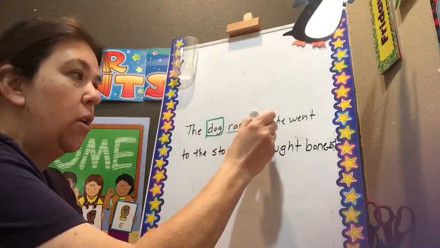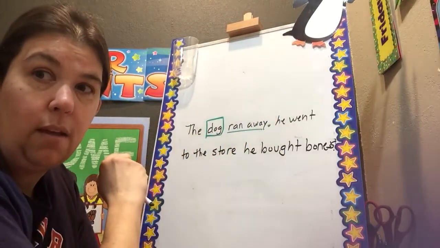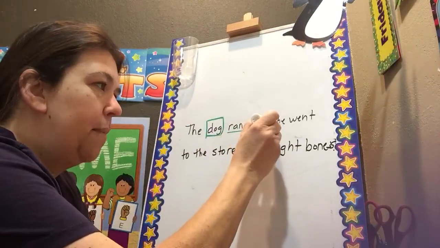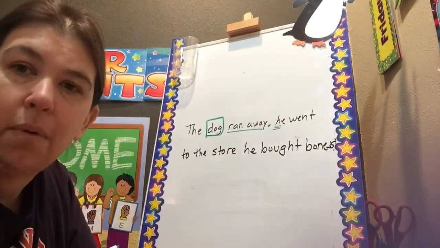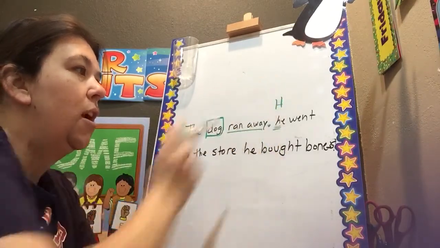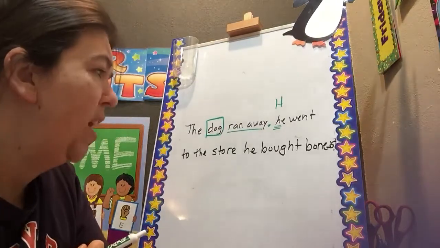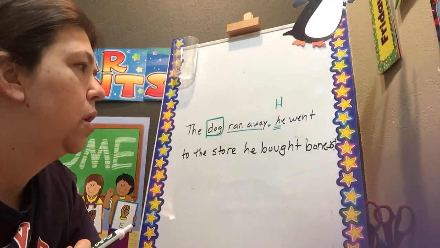So if I have to put a period here, what do I know this guy needs to be? Yes, every time I start a new sentence, I have to capitalize it. So that H better become a capital H. So let's try here. Let's keep going. We had one sentence for sure. He went to the store. He bought bones. Okay.